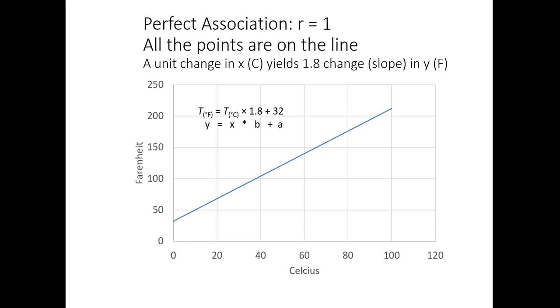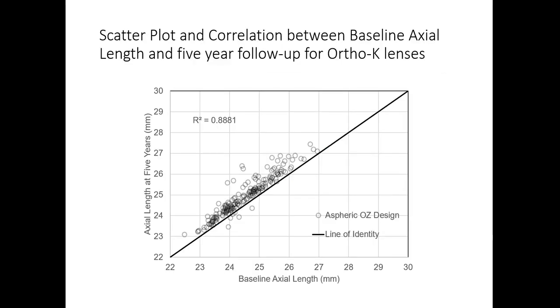A perfect association is R equals 1. Here's a perfect positive. This is Fahrenheit as a function of Celsius. This is the formula. And if you know Celsius, you definitely know the Fahrenheit. So that's a perfect correlation.